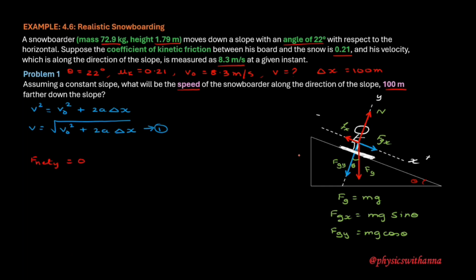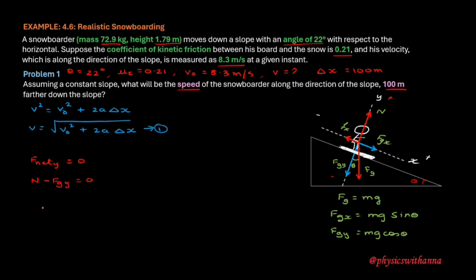Now there are two forces along the y-axis, the normal force and the y component of the force due to gravity. And by convention, we take all forces going up to be positive and the one going down to be negative. F net y is the vector sum of these two forces. And when I say vector sum, that means I need to add them by taking their direction into consideration. So I will write the normal force to be positive and Fgy as negative.